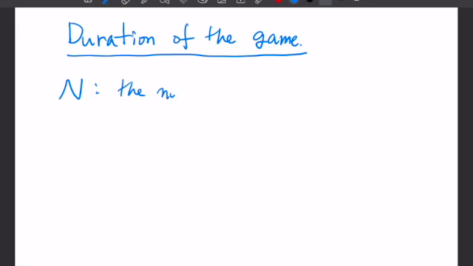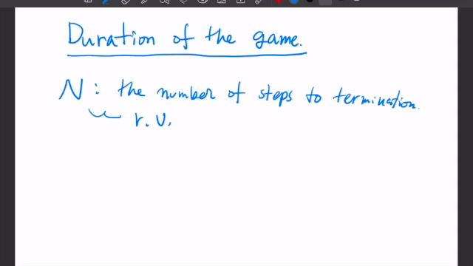The number of steps to termination is a random variable. And also let's consider the initial capital. Initial stake is also a random variable.